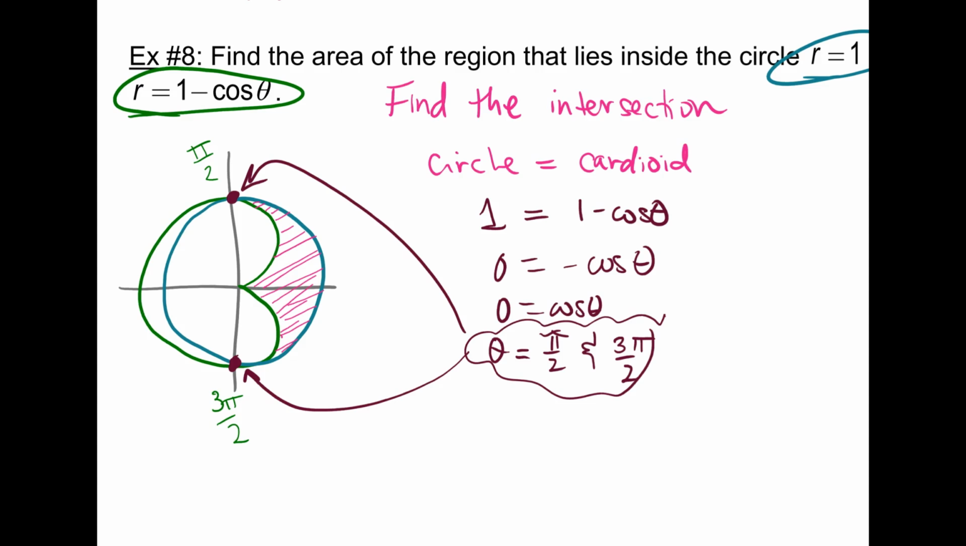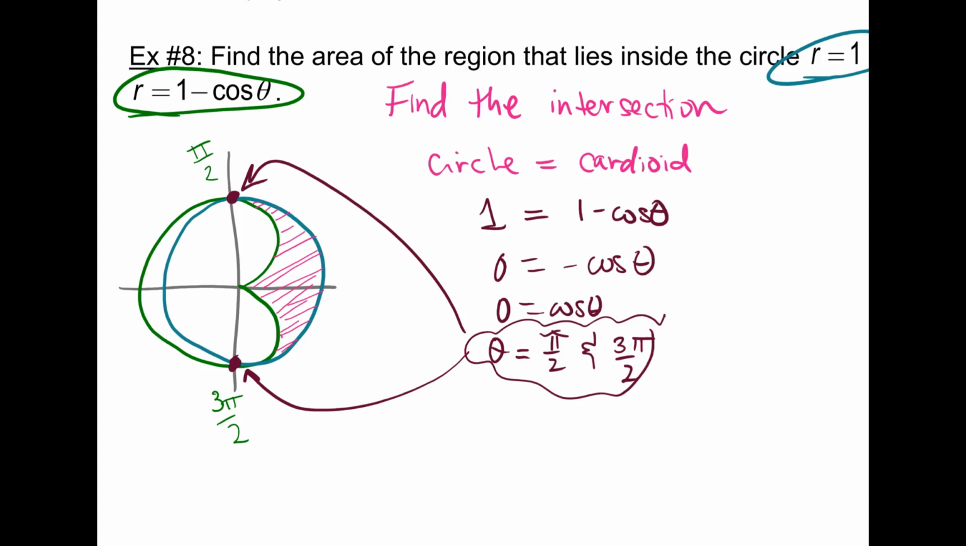Meaning I can go from negative pi over 2 to pi over 2. I just need those two quadrants. I don't want the left two quadrants, I just want the right two quadrants. Because that way I can take the outer minus inner, and that's how to get the area in between them. So the area between curves.